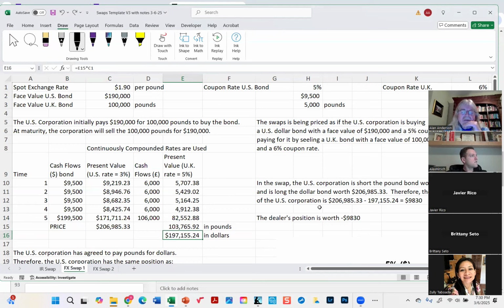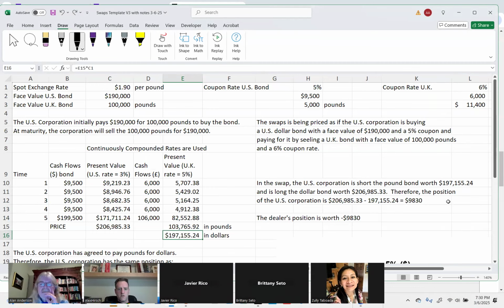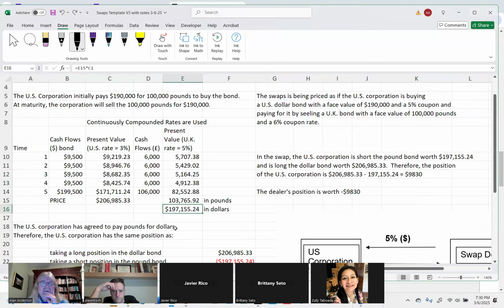Now, keep in mind that with this swap, where I'm trading away pounds for dollars, it's equivalent to buying the dollar bond and selling the pound bond. So that means that my position is the difference between these two numbers, which means I'm up 98.30, whereas the dealer is down 98.30.